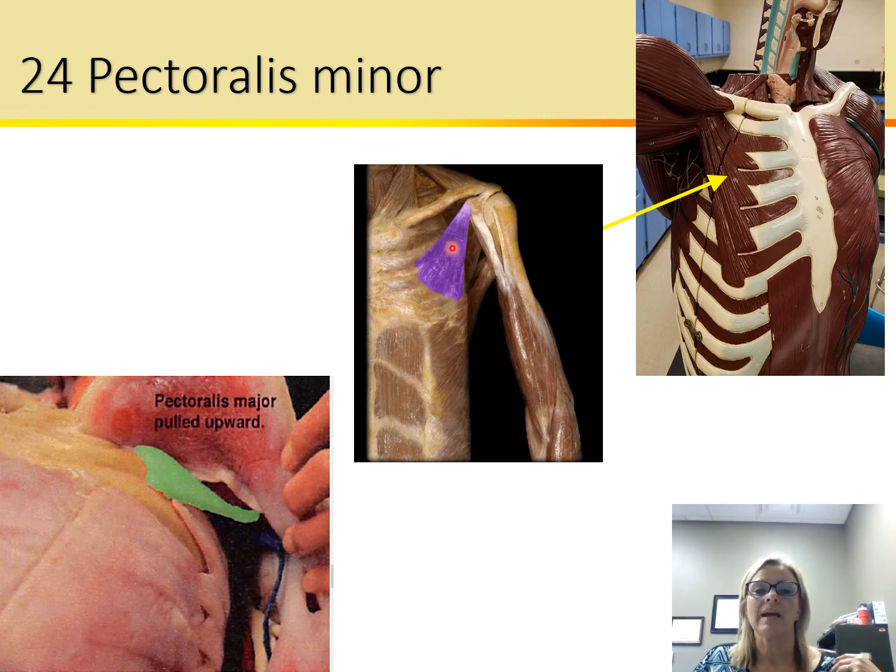It draws the scapula forward, medial, and downward. It runs a little bit more oblique as well than the pectoralis major. The origin is the anterior surface of ribs 3 through 5. The insertion is the coracoid process of the scapula.